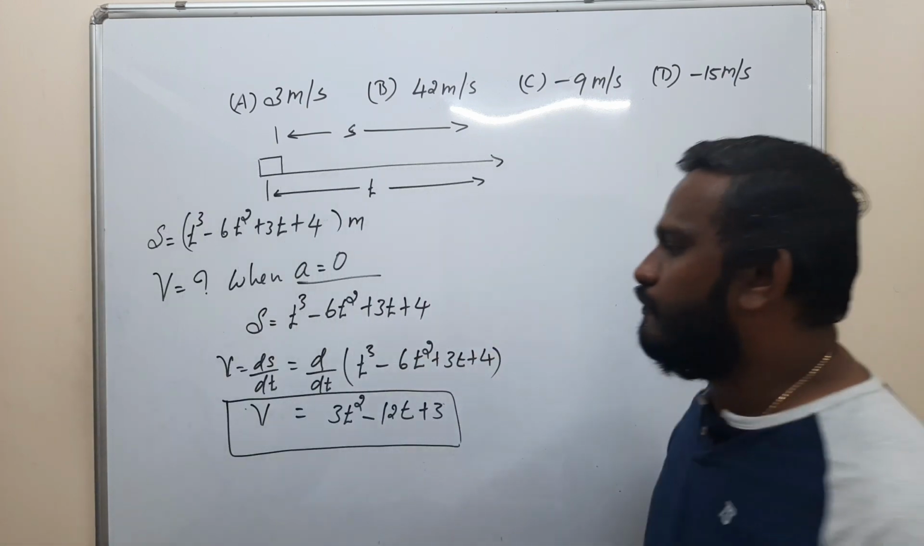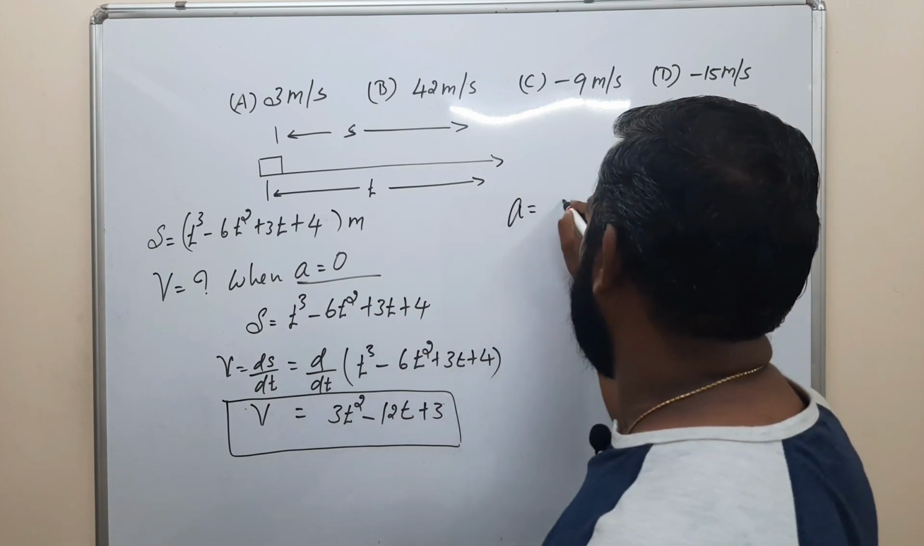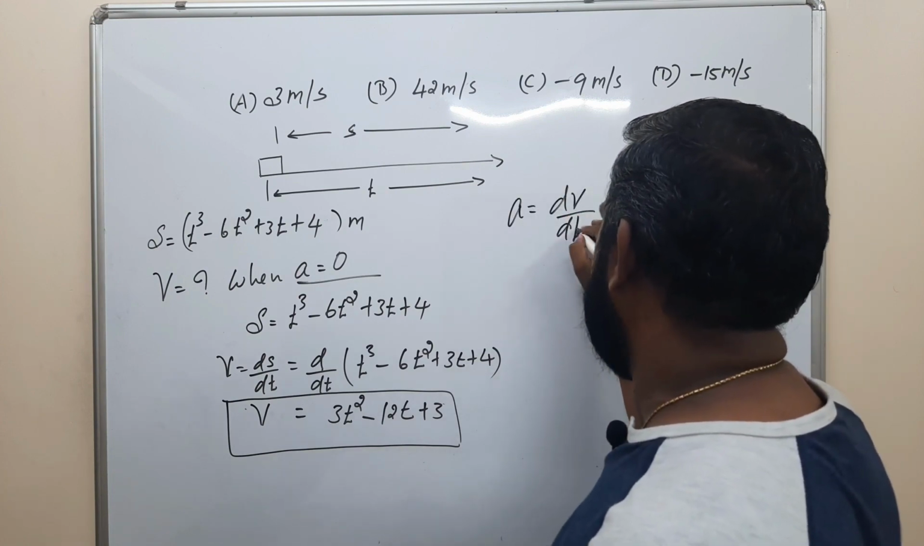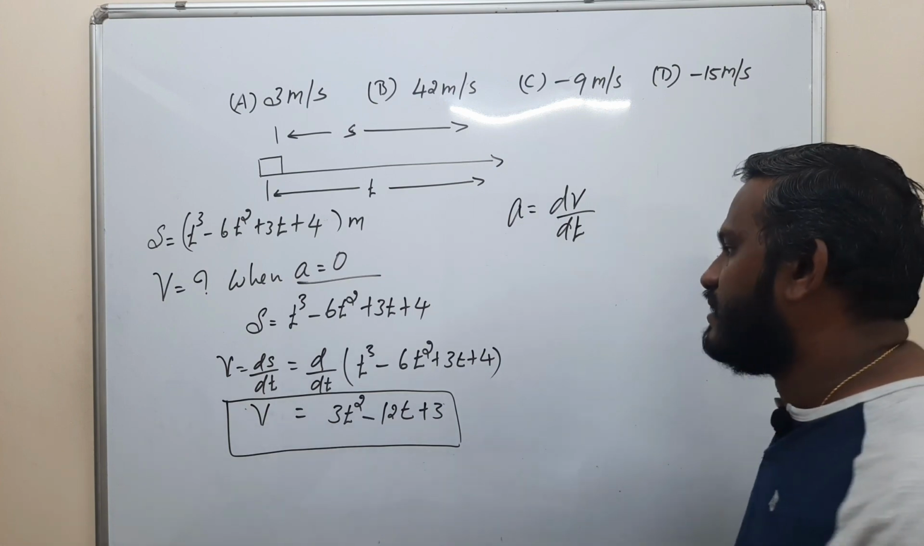Next we have to find the acceleration. So a is equal to dv by dt. The rate of change of velocity is known as acceleration.